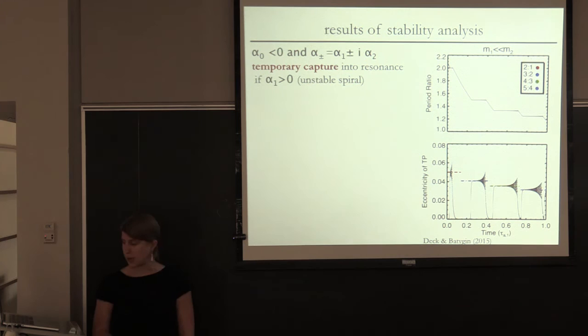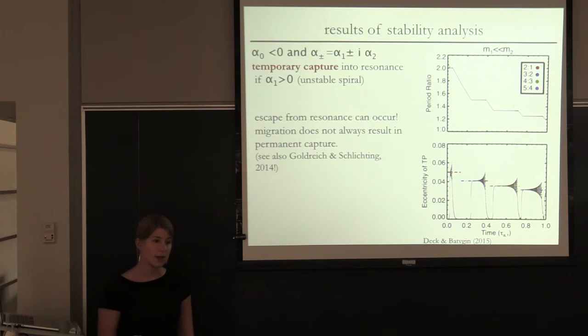This is potentially very exciting because it means that capture into resonance is not always permanent. And if you can escape from resonance, then maybe this is some way to explain the period ratio distribution, this lack of planet pairs in resonance, but within the context of migration.